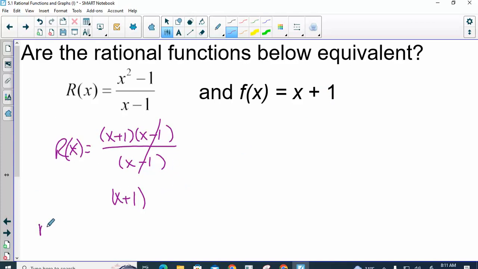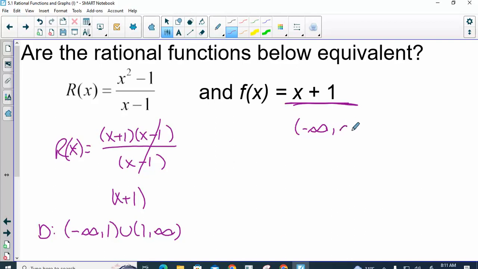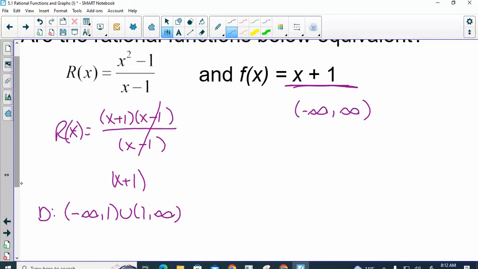The domain. What did we write down for the domain of this on our last example? What's the domain of x plus 1? It has no fraction, so x could be anything. So these are equivalent, except their domains are different. So they are not identical.